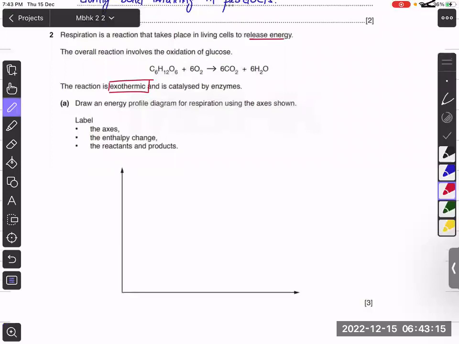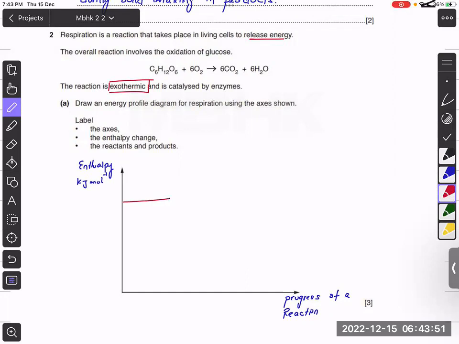So you have to label the axis. On the x-axis, we label progress of a reaction. On the y-axis, we have enthalpy. Also write the unit of enthalpy, which is kilojoule per mole. And for an exothermic reaction, reactants are at a higher energy level than the products. So we'll make reactants at a high energy level and the products at a lower energy level.